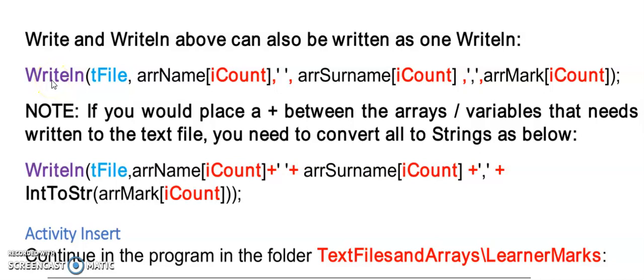Here I'm doing all three of those lines in one line, so I'm only using one WriteLn to tFile. The name, a space, the surname, a comma, and the mark. So you just separate the values that you want to write with these commas indicated in red on your screen. You can also, instead of using these commas, put a plus. But what you need to keep in mind then is if you have an array, for example, arrMark, or an integer variable, then you need to IntToStr it. Whereas if you would use commas, you don't need to use IntToStr if you are writing an integer or real value to the text file.